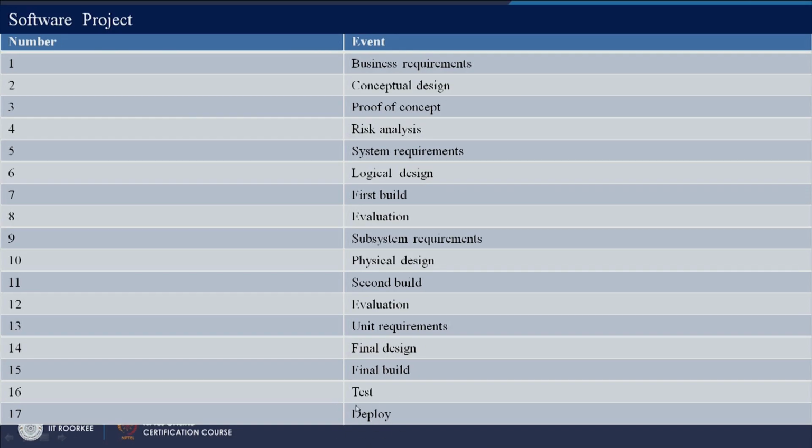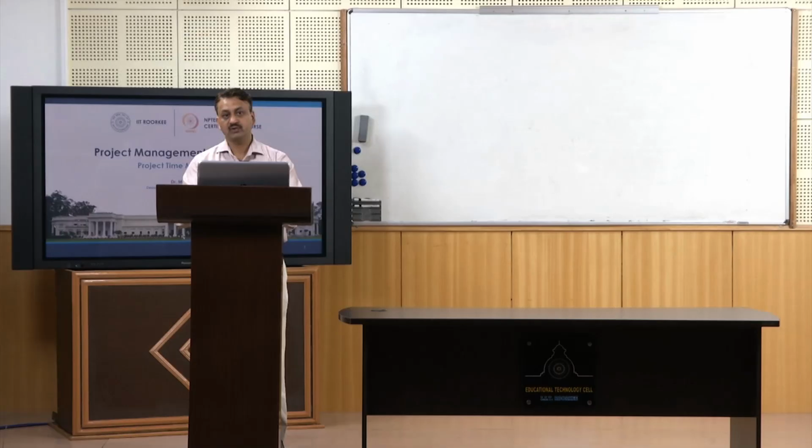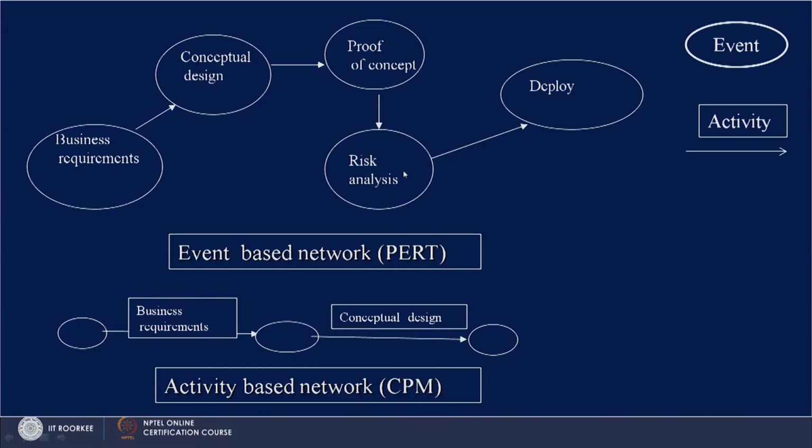So, deploy means deploy the software at client site. So, first activity is business requirement. So, this is business requirement. Second is conceptual design. Third is proof of concept. Fourth, risk analysis. Fifth, not fifth, the last one is deploy, right.